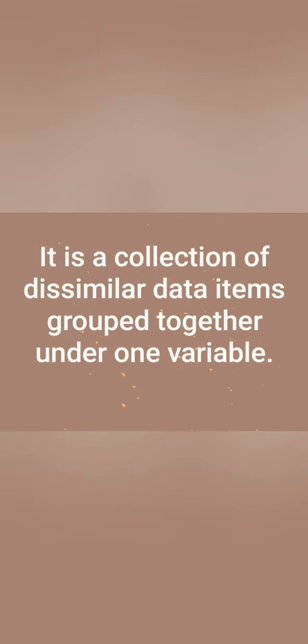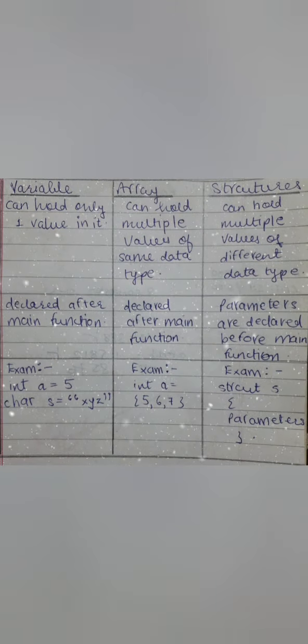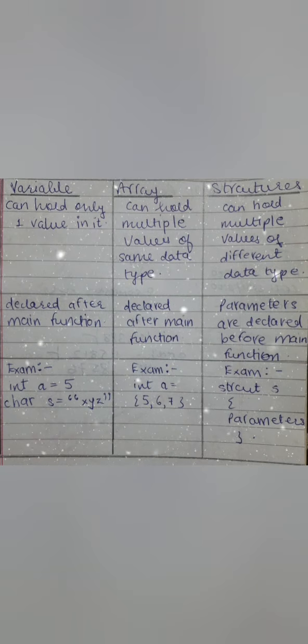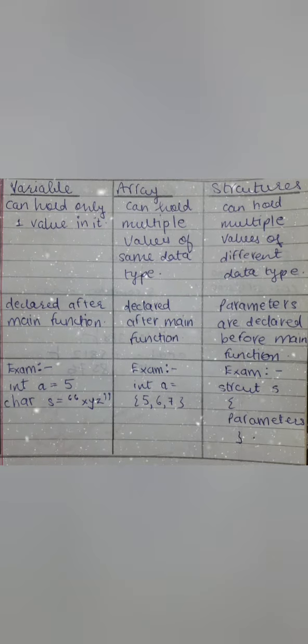In today's video, we will be learning the concept of structures in C language. Structure is actually a collection of dissimilar data items which are grouped together in one variable. The concept of variable is able to store only one value in it, whereas the concept of array is able to store similar data items in it. The problem of variable is overcome in the case of an array. But what if we want to store dissimilar data items in one variable? Here we use the concept of structures. In this image, I have enlisted few points of differences between variable, array and structures.